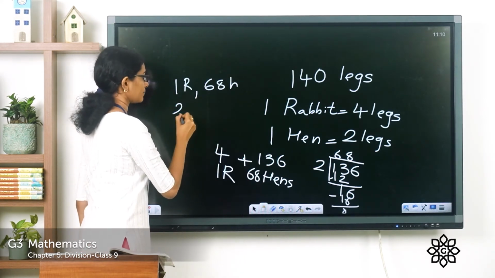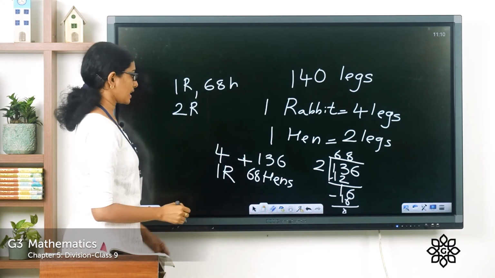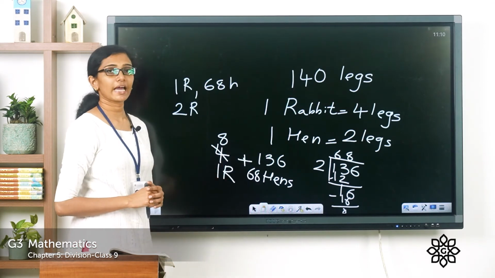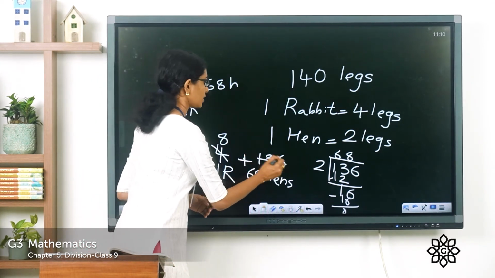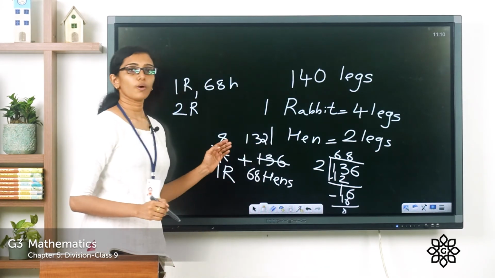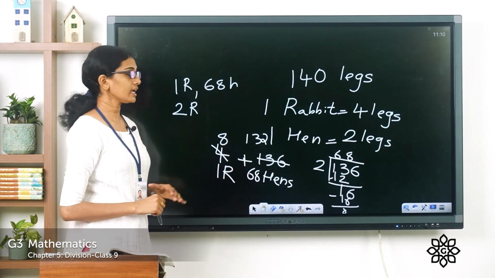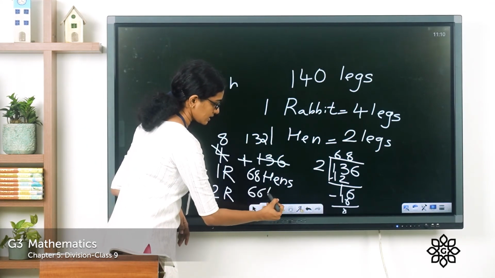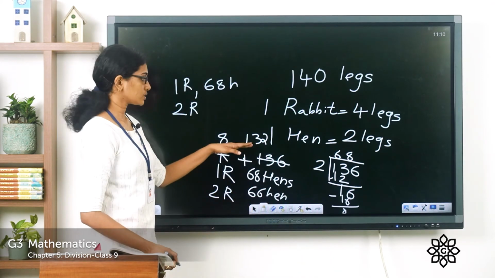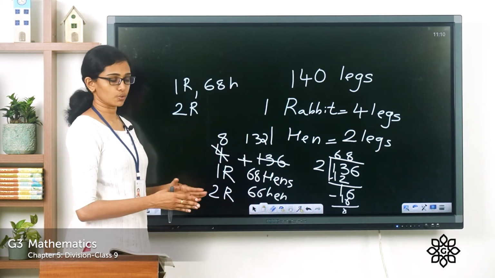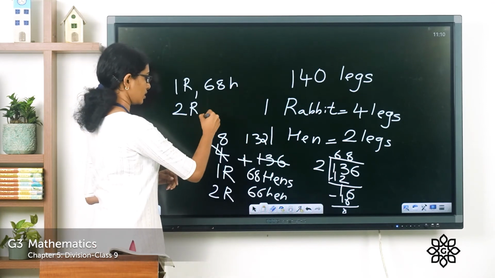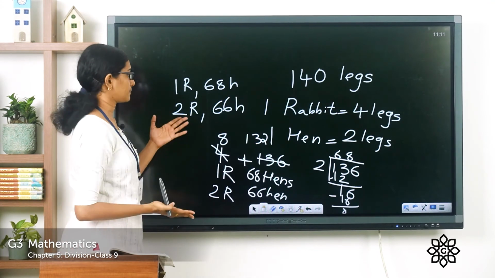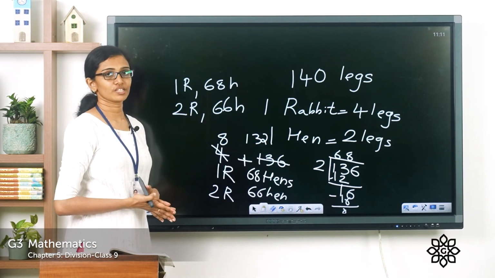And what if there are 2 rabbits? If there are 2 rabbits, there would be a total of 8 rabbit legs. And how many hen legs will be remaining? There would be 132 hen legs. And how many hens will be there? There would be 2 rabbits and 66 hens. How did we get that? This is 132 divided by 2. So similarly, you can find different combinations or you can have different solutions for this question. You try to find out more solutions on your own.